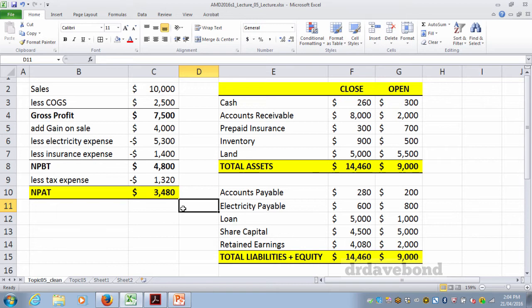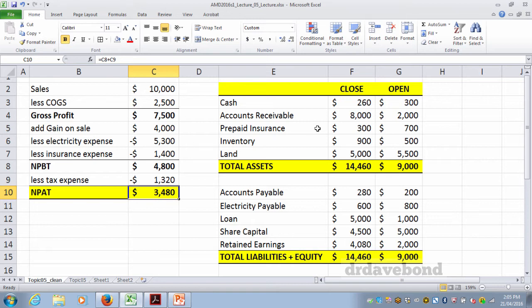What we have is a fairly basic income statement with 10,000 in sales and 2,500 in cost of goods sold, which gives you 7,500 gross profit. We've got a gain on sale of 4,000 and two expenses, which gives us a net profit before tax of 4,800. A tax expense of, not 13,000, 1,320, gives us a net profit after tax of 3,480.